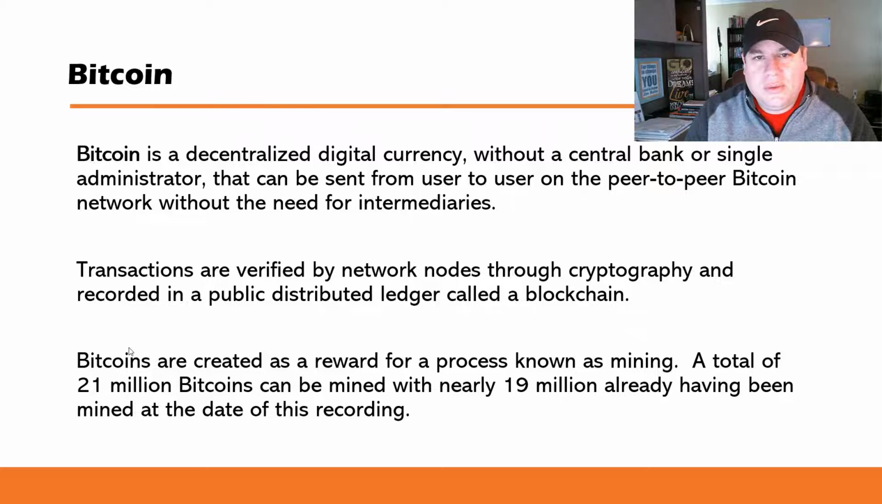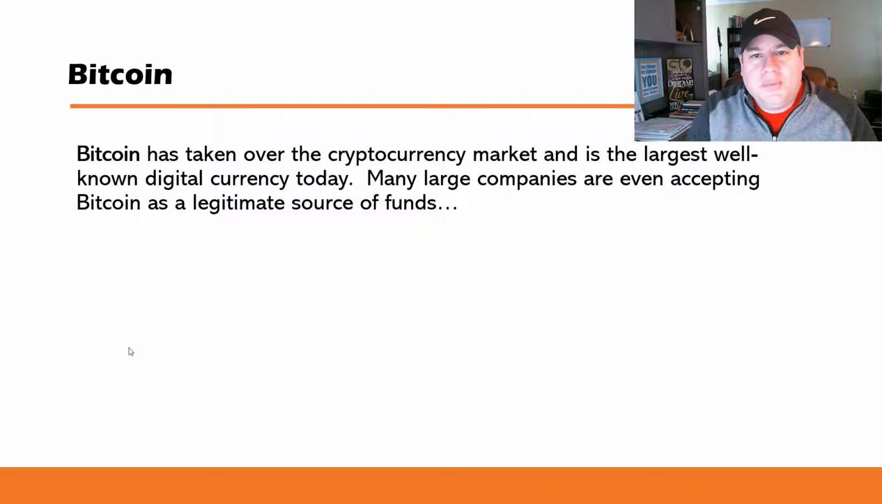So at the date of this recording, I think last time I checked, one Bitcoin was worth like $44,000, okay? And it has gone up to a high of nearly $70,000, okay? And there are speculations and people out there who are predicting that it's going to go up well above $100,000 eventually. And so with Bitcoin, it's pretty much taken over the cryptocurrency market. It's the largest well-known digital currency today, and many large companies are even accepting Bitcoin as a legitimate source of funds.